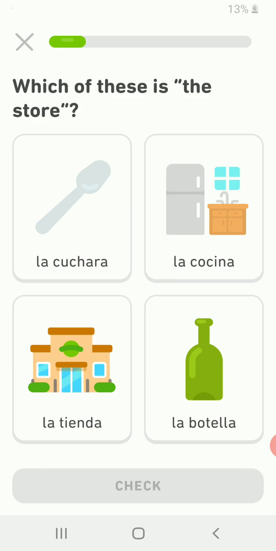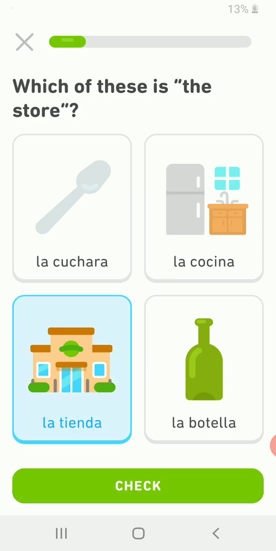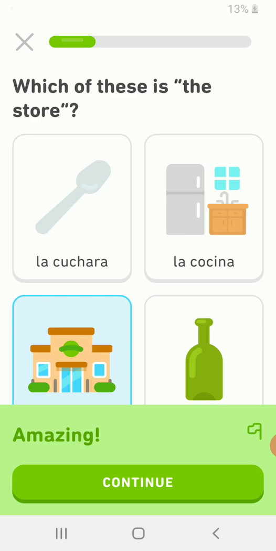Which of these is the store? La tienda, of course. La tienda. Botella is the bottle. Cuchara is the spoon. La cocina is the kitchen.